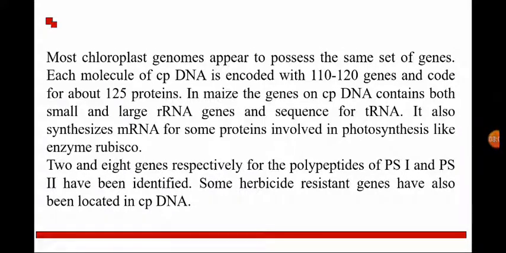In most chloroplast genomes appear to possess the same set of genes. That means each molecule of chloroplast DNA encodes 110 to 120 genes and codes for about 120 proteins. In maize, the chloroplast genes include both small and large RNA genes and sequences for the tRNA. It also synthesizes mRNA for some proteins involved in the synthesis of enzymes like ribulose bisphosphate carboxylase, which is involved in photosynthesis in plants.